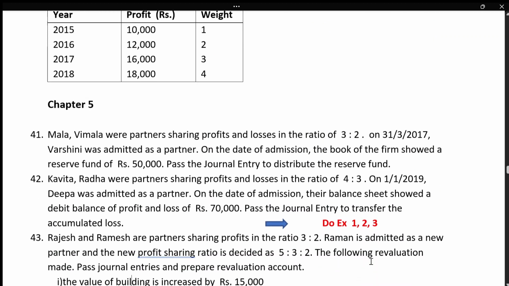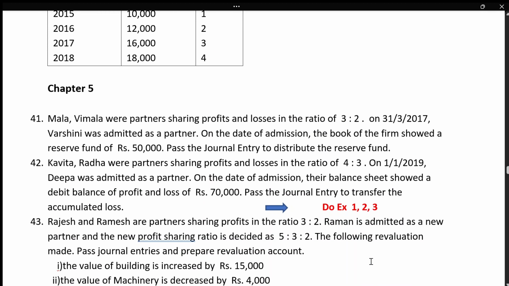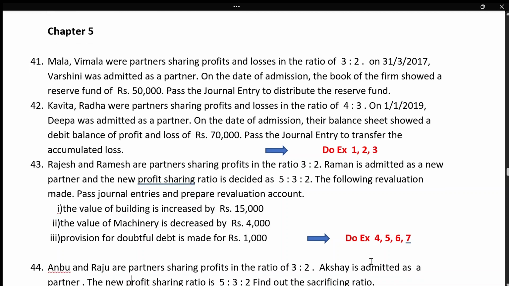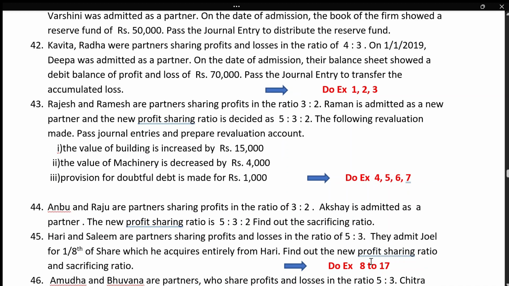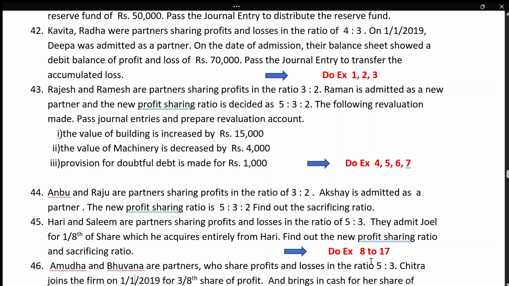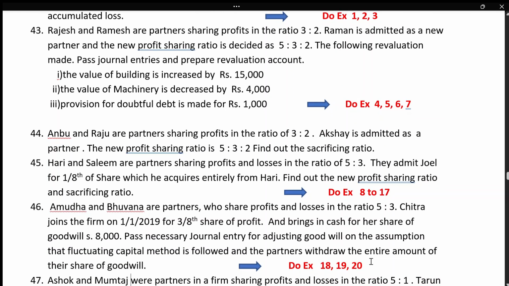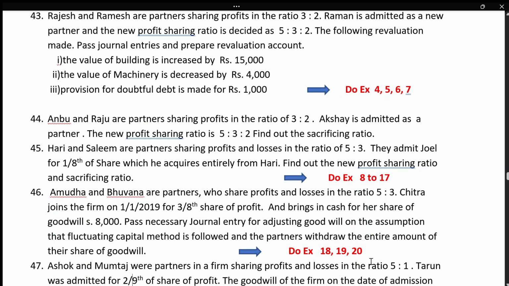Next, chapter 5: distribution of reserves, accumulated profits, and then accumulated loss. For that, journal entry, and simple revaluation account with journal entries, and simple ratio sums. Here old ratio and new ratio are given. It is easy to find only the sacrificing ratio. And the next one is where the new partner will receive his share only from one partner. So that sum will also be easy.